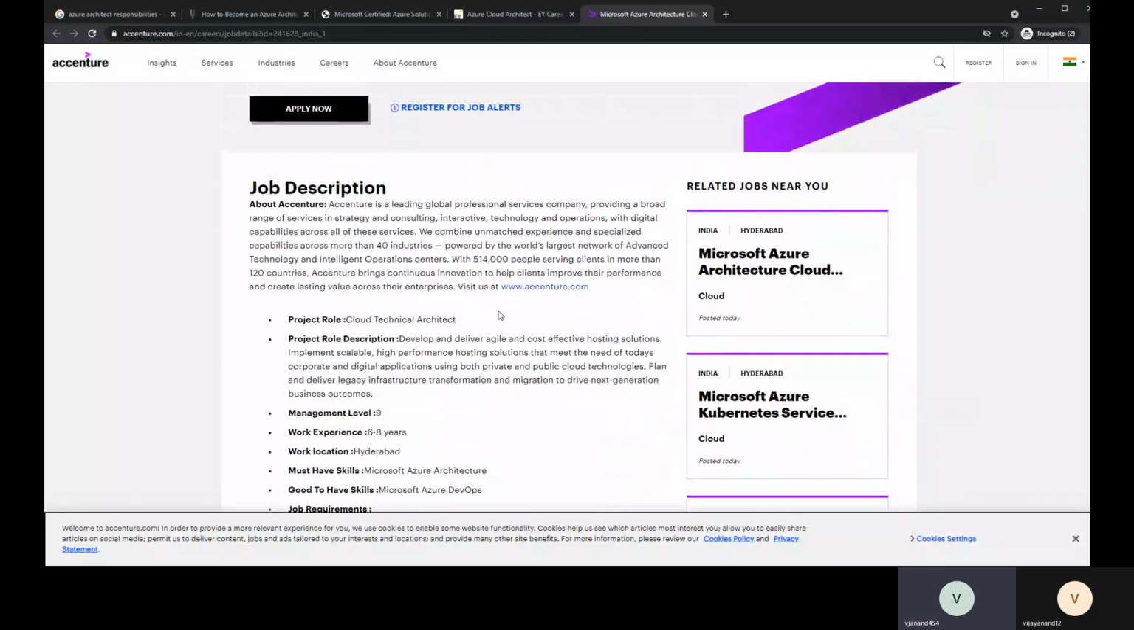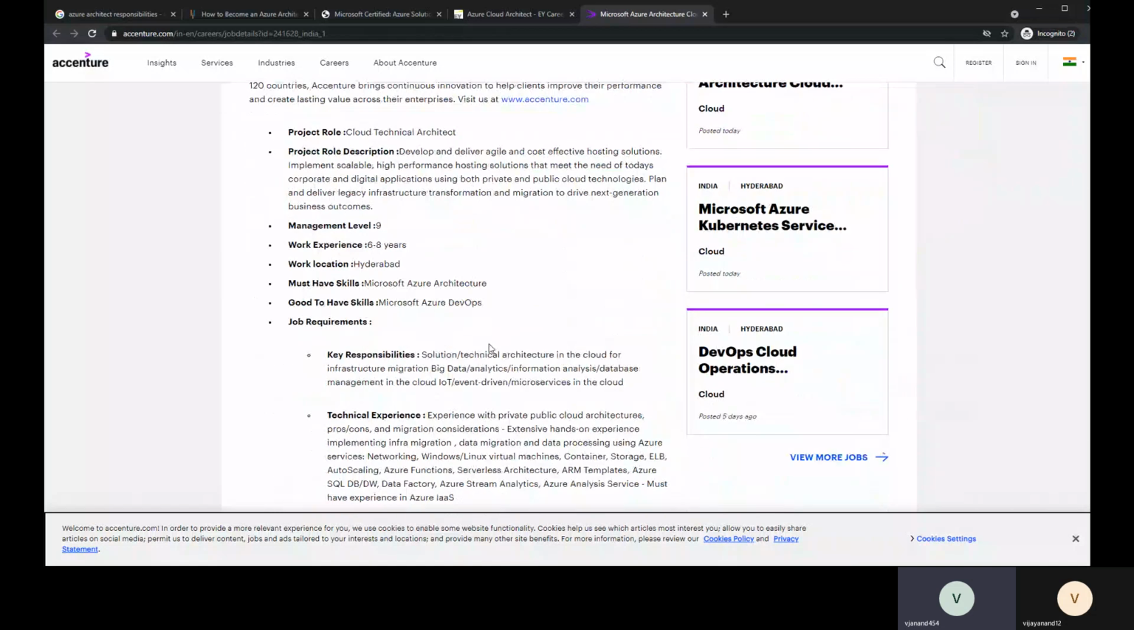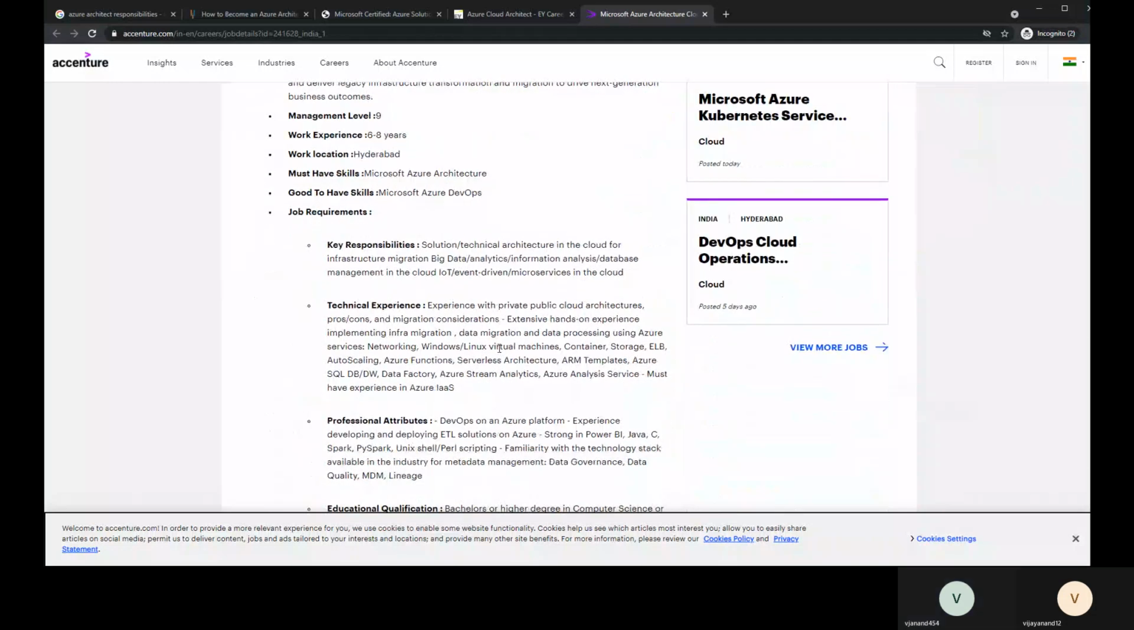So let us discuss the Microsoft Azure Architecture Cloud Technical Architect, key roles and responsibilities. Solution or technical architecture in the cloud for infrastructure migration, big data or analytics or information analysis or database management in the cloud, IoT, event-driven or microservices in the cloud.